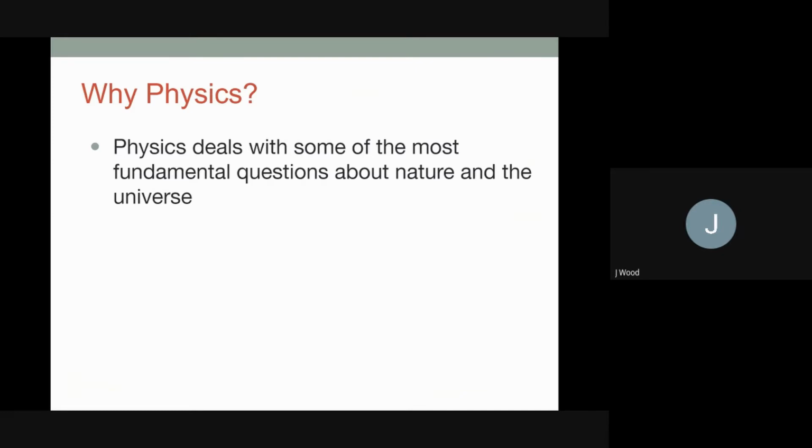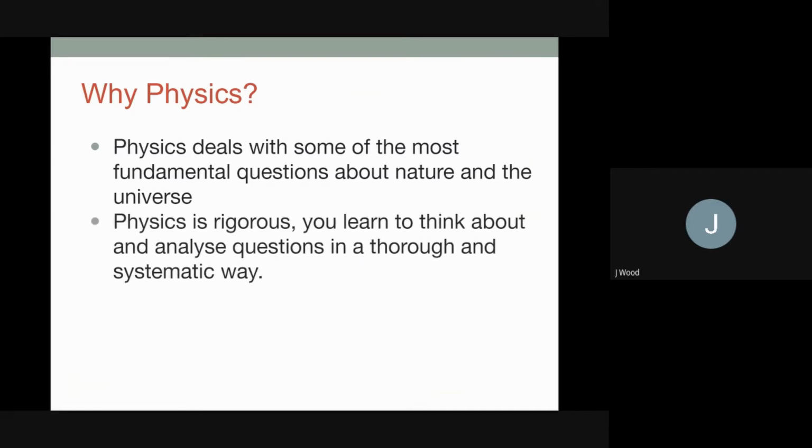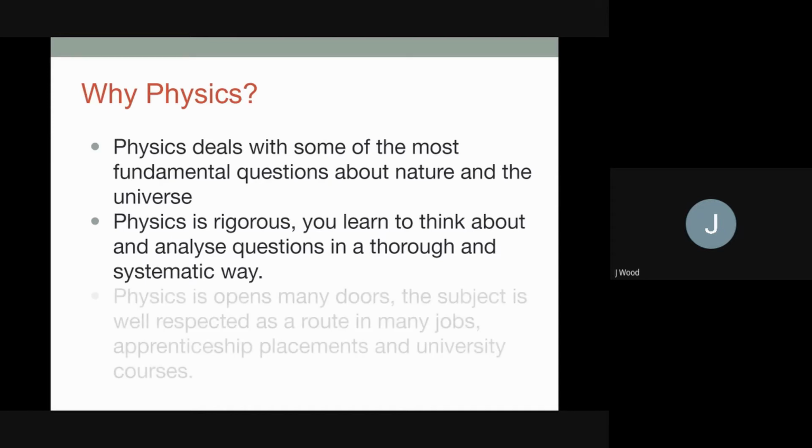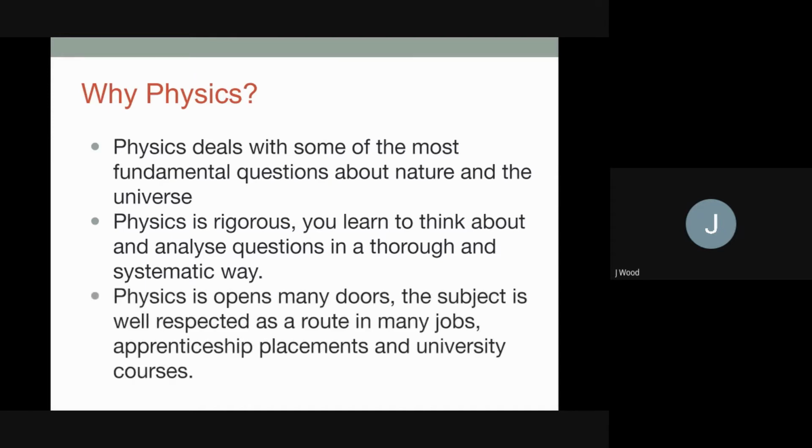Which brings me on to the second point, which is that studying physics will teach you thinking skills that apply across lots of different spheres of life. You learn to think about and analyze questions in a very thorough and systematic way. The rigor physics provides you with not only allows you to answer these really difficult questions, but also prepares you for thinking about lots of different aspects of your own life and lots of different subjects that are not directly related to physics, which then links quite nicely to the third point, which is that physics opens many doors.